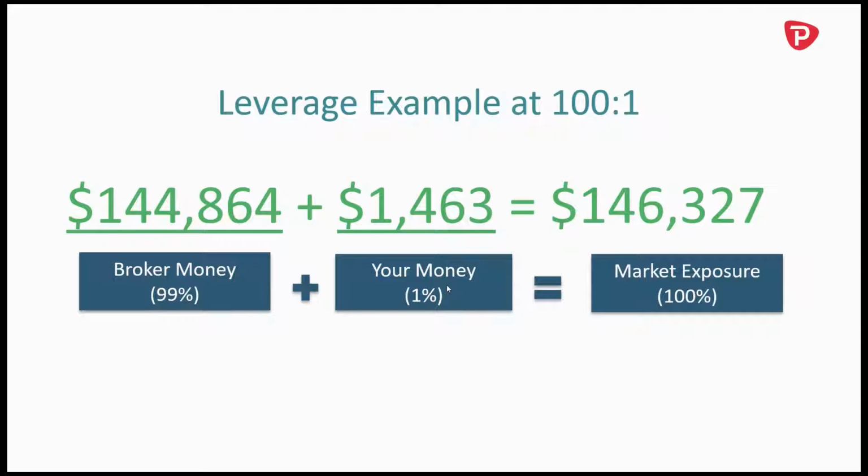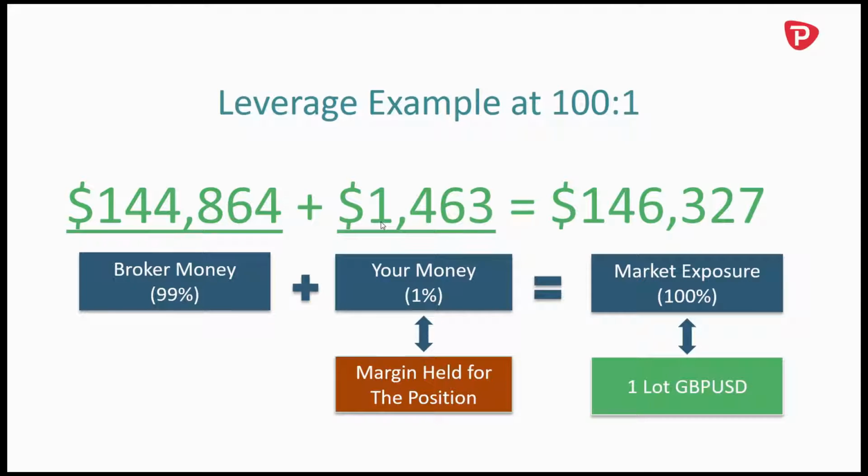So what we can do is use the power of leverage at 100 to 1 with Pepperstone to gain access to that particular contract size. We do this by borrowing 99% of the exposure and providing 1% of the exposure, or in this case, 1,463 US dollars in our trading account. This 1% represents the margin held to have this position open of one lot of Great British Pound US dollar.